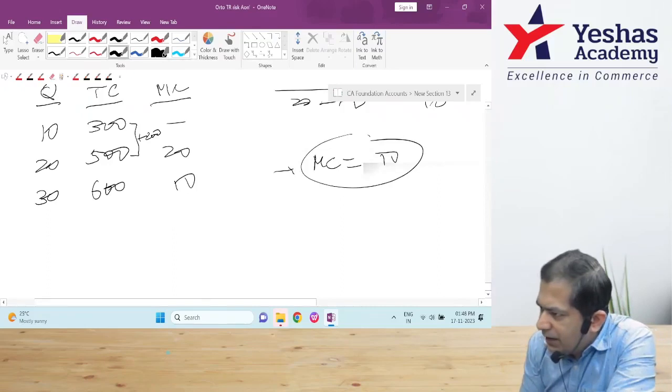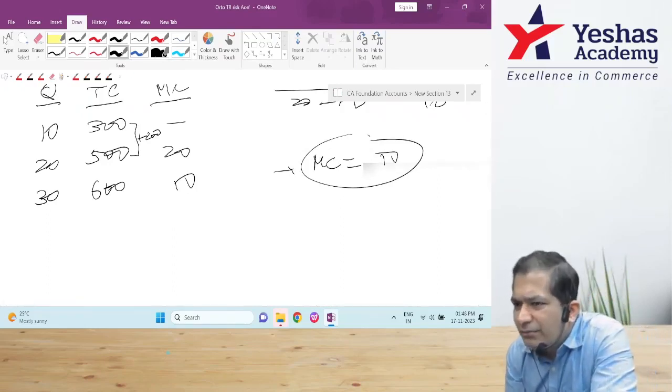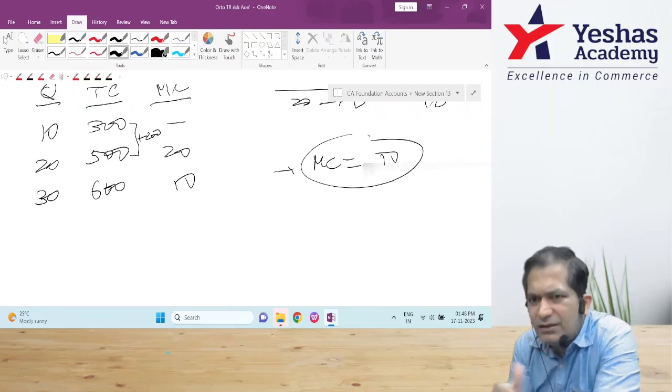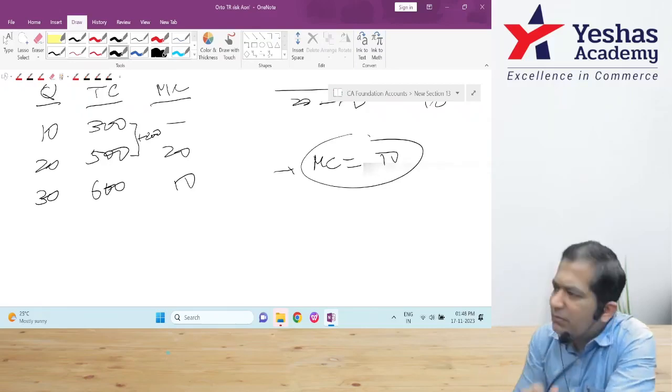Right? And we know that initially total cost increases at a diminishing rate. Why? Because variable cost increases at a diminishing rate. And total cost is nothing but the change in it is due to the total variable cost. Correct? And that's why marginal cost will also fall.